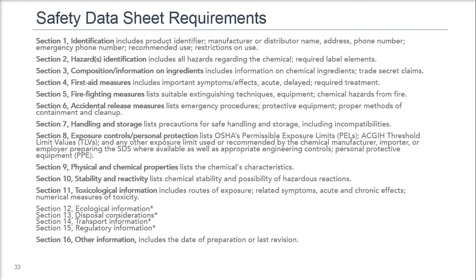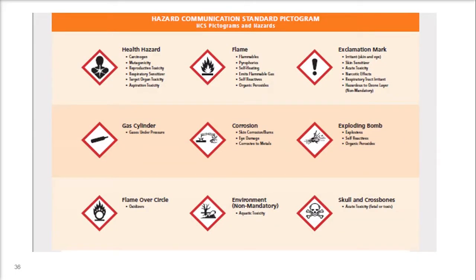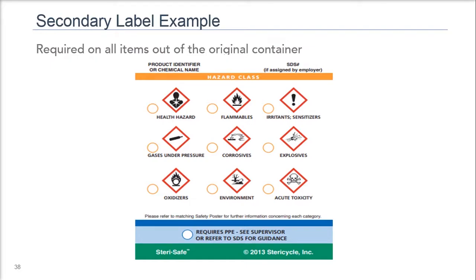Any products that are removed from their original container and placed into a secondary container require a secondary label. Here's an example of a secondary label that is required for such instances. It's important that these labels are legible at all times and that they are on the product themselves, so the container itself and not just the lid.